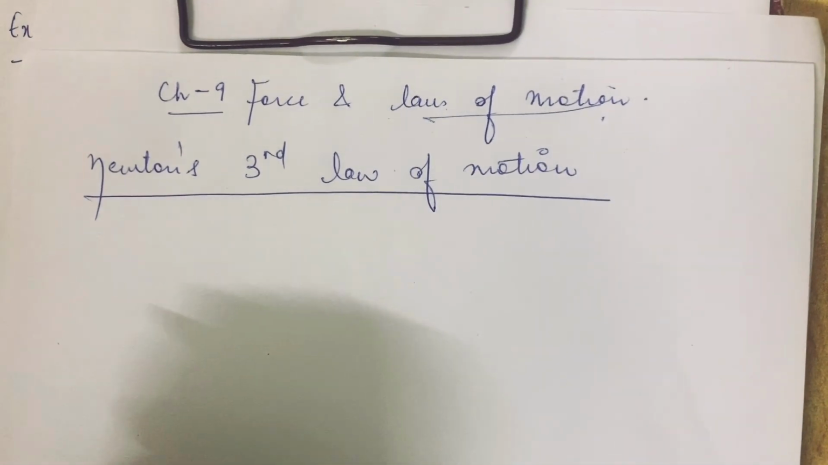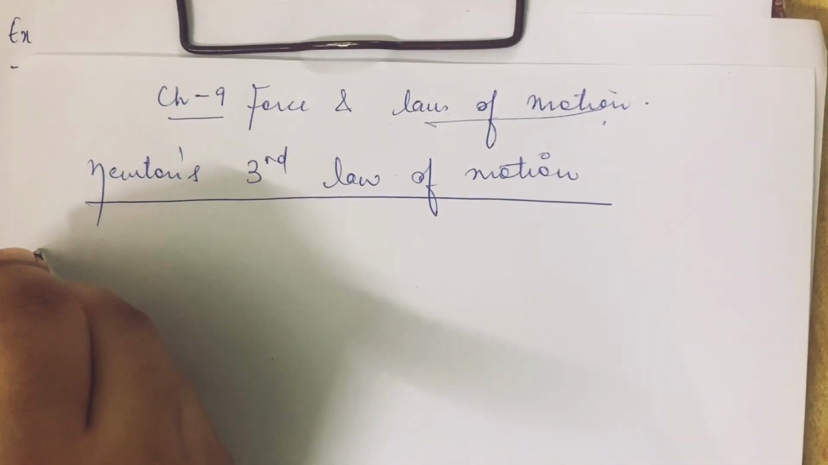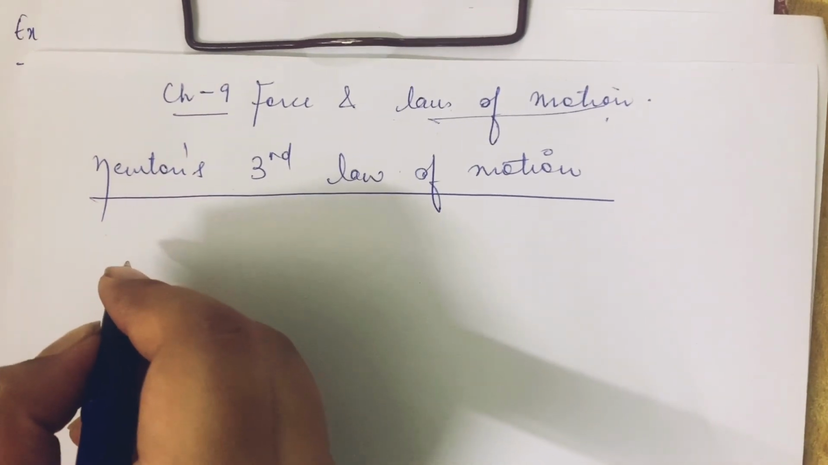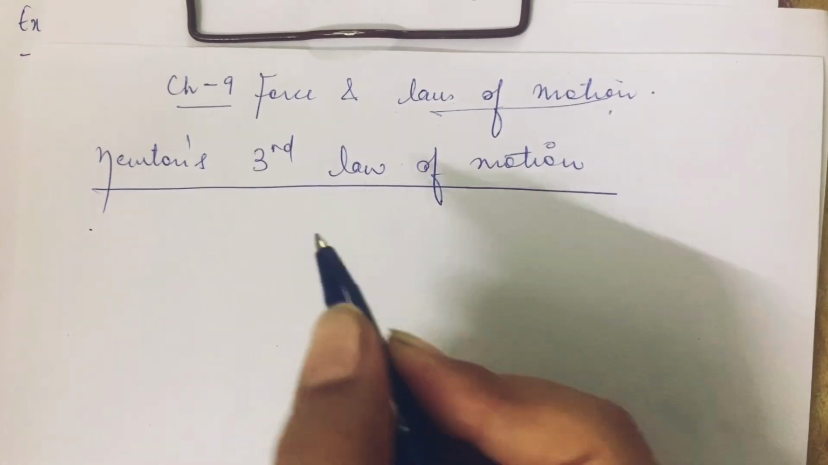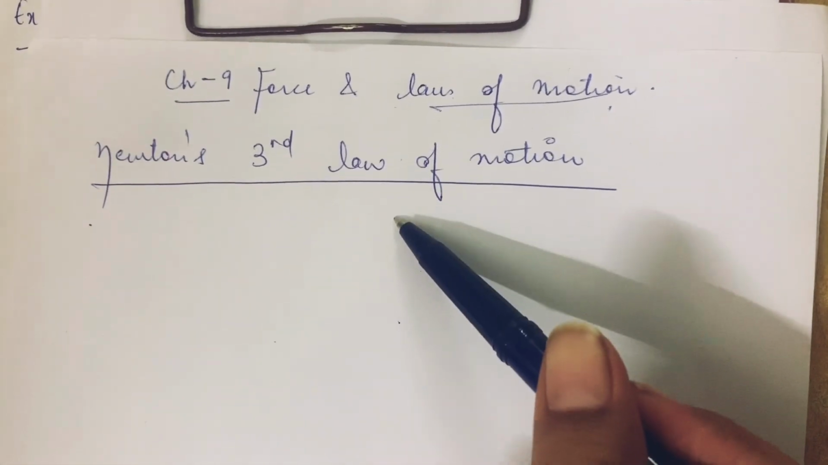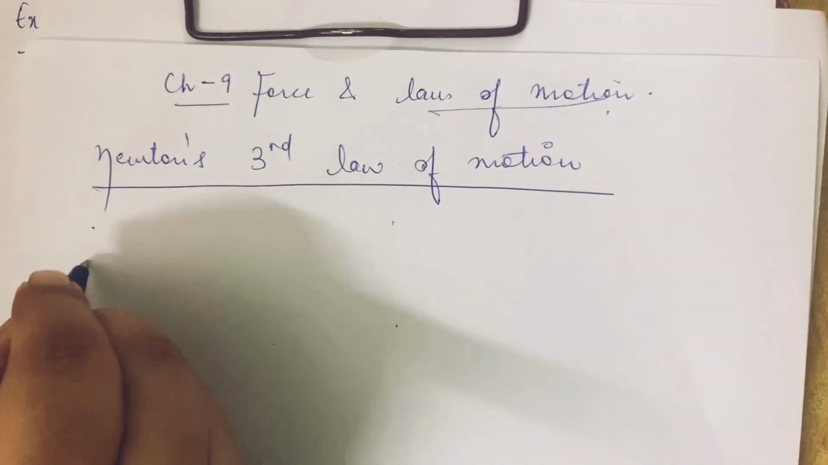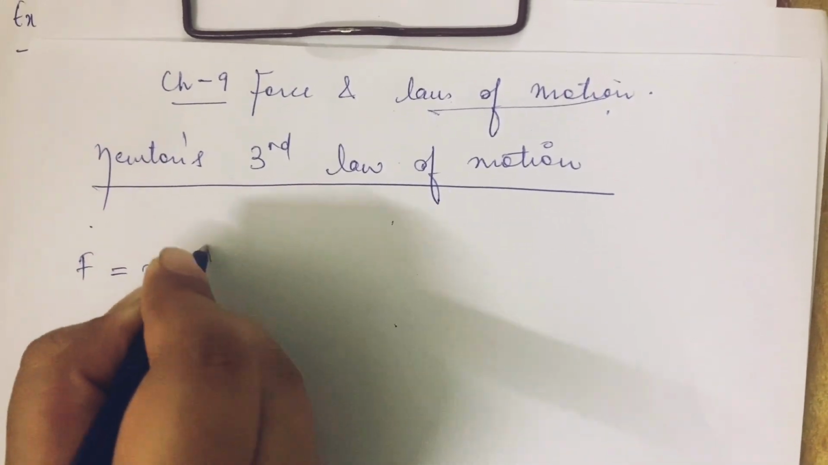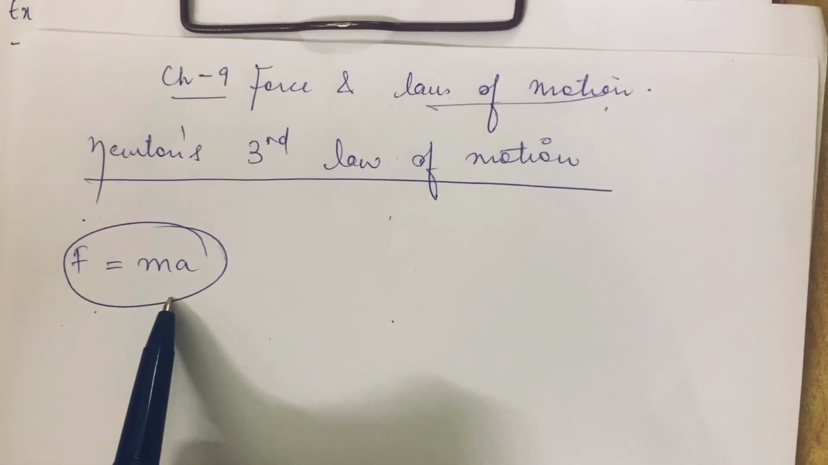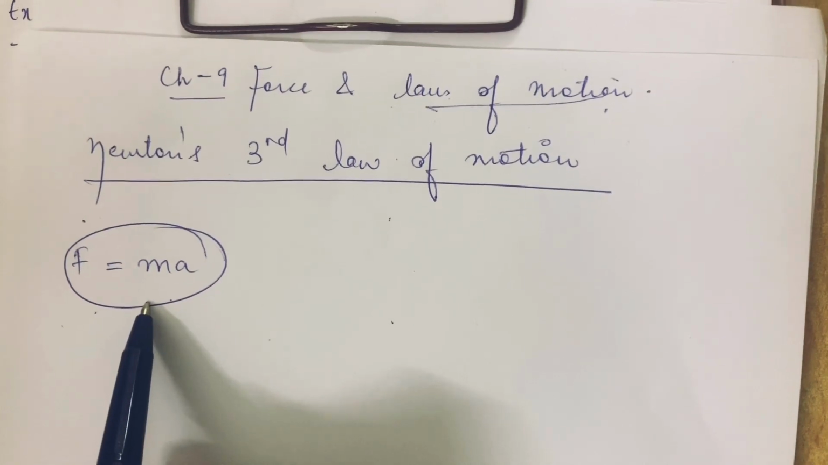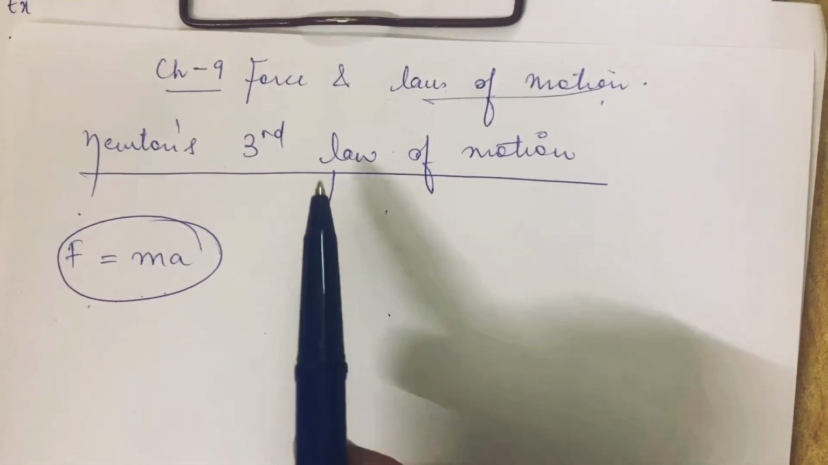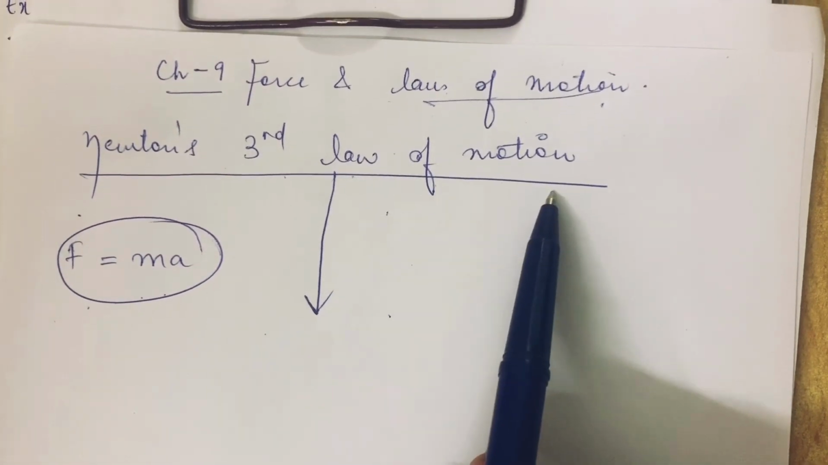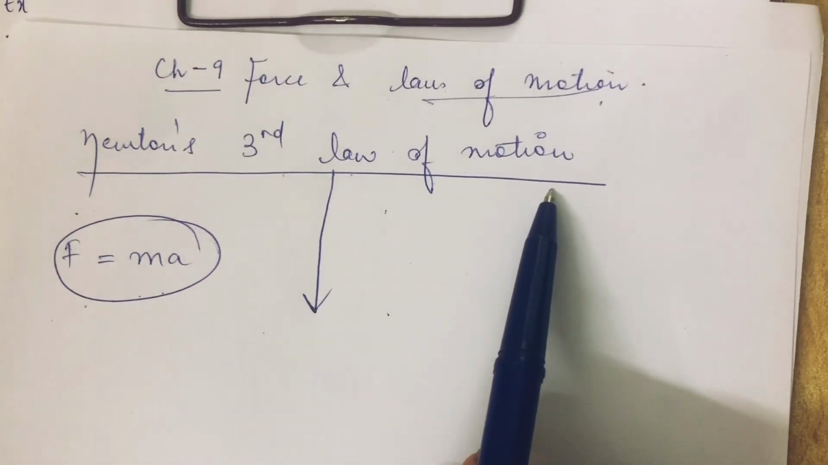Now, first of all, the first two laws that we have discussed told us that an object will remain at rest unless an external force is applied on it. Then we deduced a relationship that force is equal to mass into acceleration. That is by Newton's second law of motion. Today we are going to discuss the third law of motion. What does this law state?